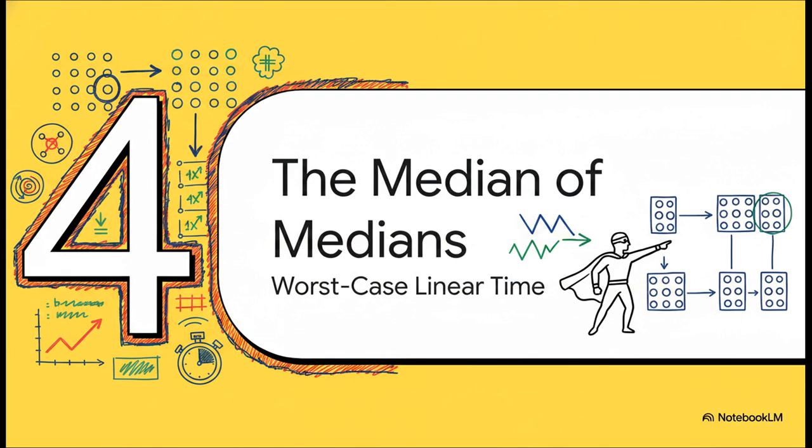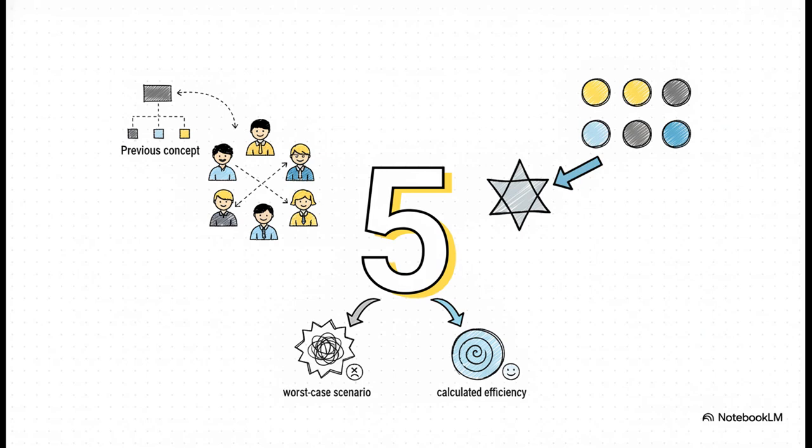Section 4, the median of medians. To eliminate that bad luck and achieve a guaranteed, bulletproof worst-case linear time, we introduce the absolute hero of our story. Let's see how this builds on everything we've talked about, starting with this magic number right here, 5. By organizing our students or our data into small, manageable teams of exactly 5, we can mathematically guarantee we never hit that terribly slow worst-case scenario.